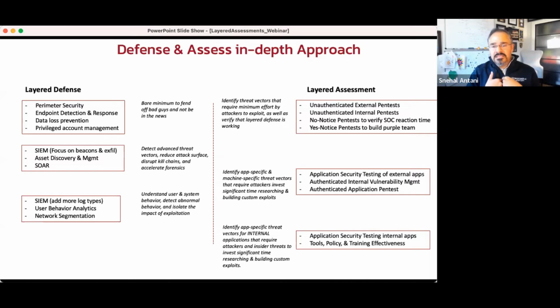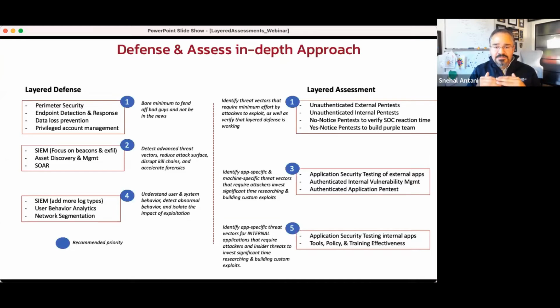My experience is the sequence of adoption is the following. As a high priority, step one on the defensive side is make sure you've got the bare minimum in place to fend off the bad guys. And then on the layered assessment, make sure that you're able to identify and stifle the threat vectors that require the least amount of effort by attackers to exploit. And those two items, number one on the defense and the assessment, that is your basic blocking and tackling. You've got to be an expert at both of those.